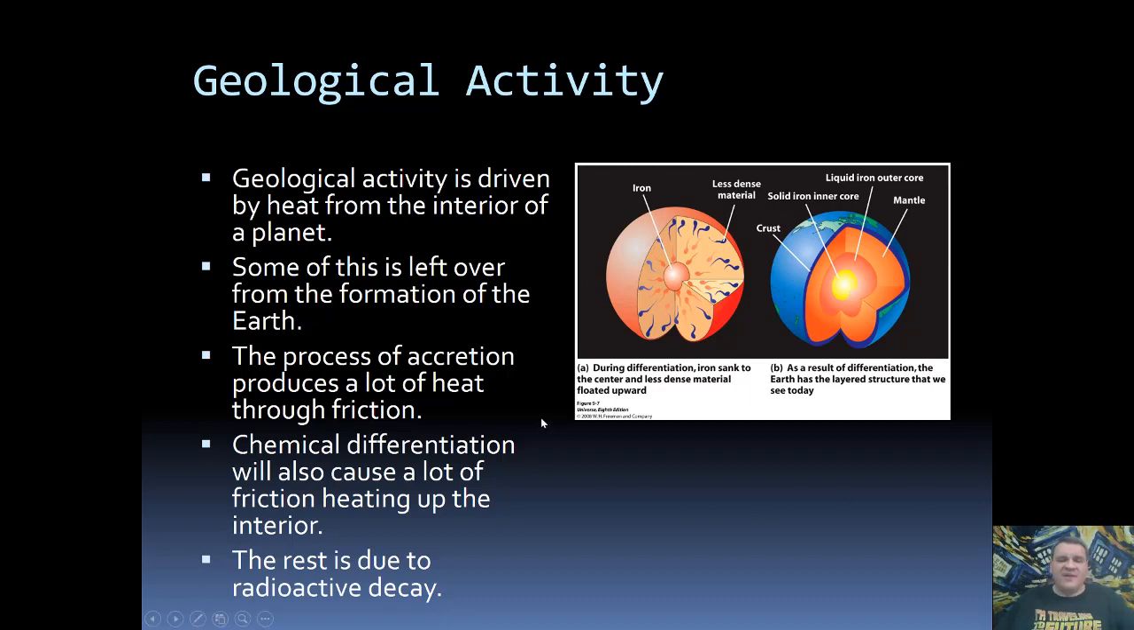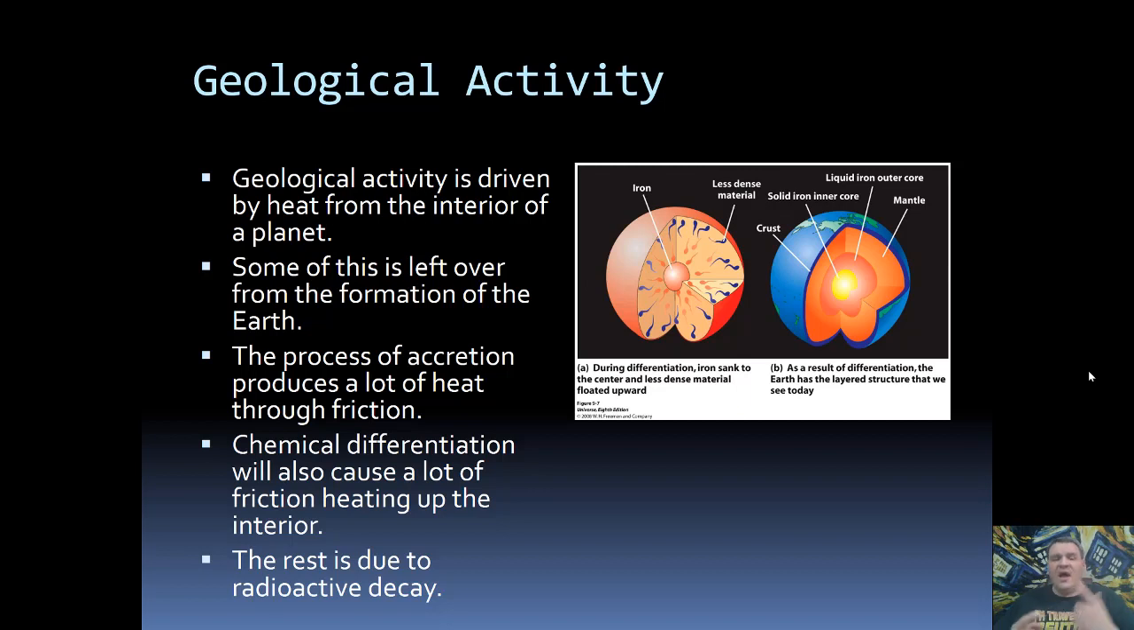Some of it is actually left over from the formation of the Earth, specifically through the process of accretion. So if you remember back, accretion is this process of small things slamming together. Well, as they slam together, that's going to release a lot of energy, which means they're going to heat up. We have very strong evidence that early on, the entire Earth was actually completely liquid. The whole Earth was molten because of the heat from accretion.